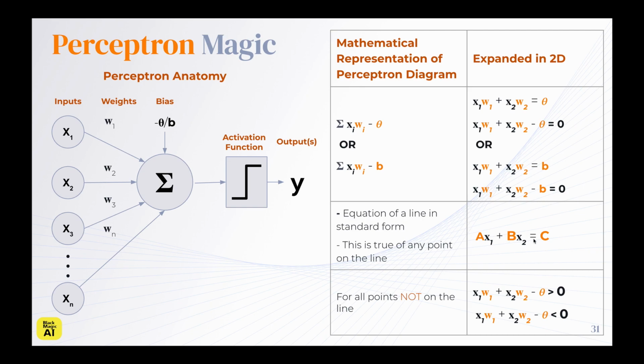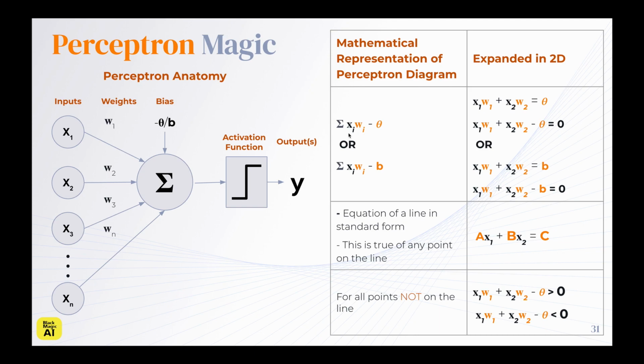If you look that up, that's what a standard form equation of a line looks like. Now, this equality sign means this is true of any point on the line. So any point on this line satisfies this equation. For all points not on the line, the summation of our inputs times the weights minus theta is either going to be greater than 0 or less than 0. If any of the values in this equation satisfy this condition, that means they are not on the line. So either it's positive or negative, and this is how we would determine if a point is on our line. We'll explain why that's important later.